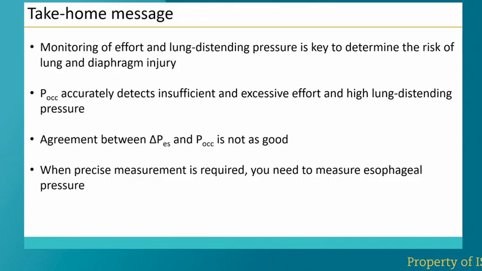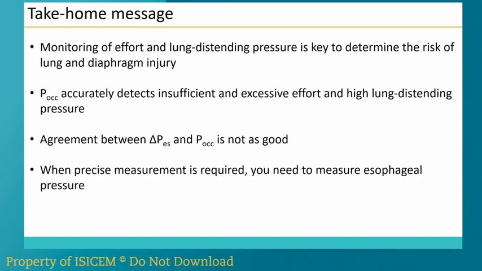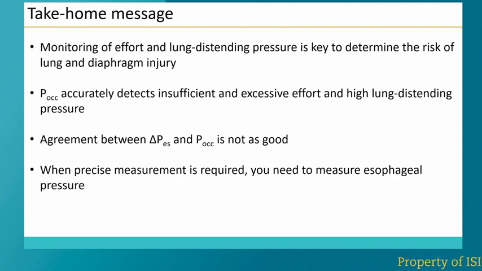So just to wrap it up, because I'm a little bit over time, monitoring of effort and lung distending pressure is important to determine the risk of lung and diaphragm injury. The main issue here is that, unfortunately, we still don't have good numbers in terms of what these limits should be. But there are a number of invasive tools, as I mentioned, with the esophageal balloon, but also non-invasive tools that can be used to accurately detect insufficient or excessive efforts and lung distending pressures, and that can hopefully be used for more pragmatic approaches, as Dr. Brochard mentioned, in terms of how to study this in the future. So thank you very much, and I'm open for questions.